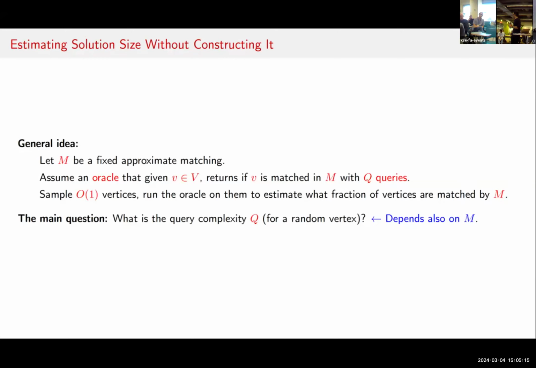So what kind of variance this could have? So that's a good question.